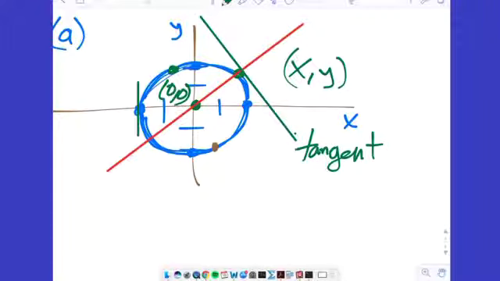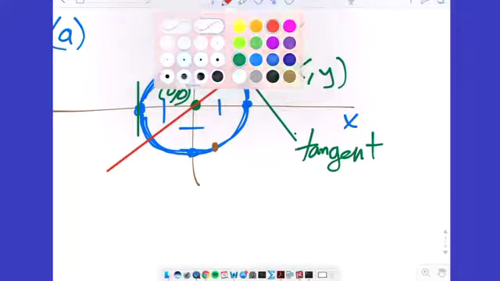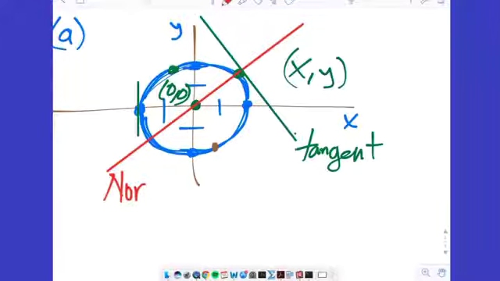And the red line that's perpendicular to it is the what line? It's a secant line to the circle, but it's also the normal line at the point x, y. It's perpendicular to the tangent line. You had this little theorem in geometry that said any line that passes through the center of the circle is orthogonal or perpendicular to the tangent line. That's one of the properties from Euclidean geometry. So this is a right angle right here.